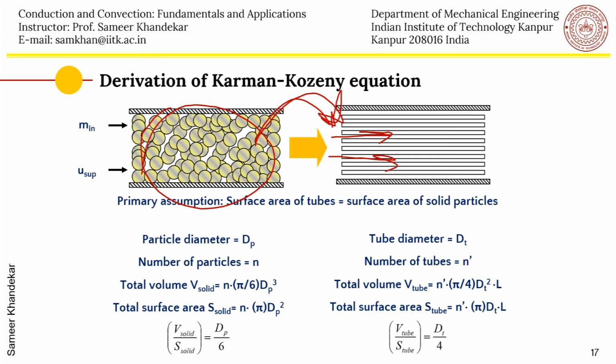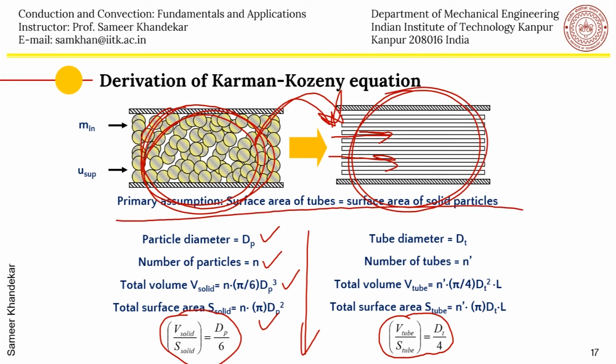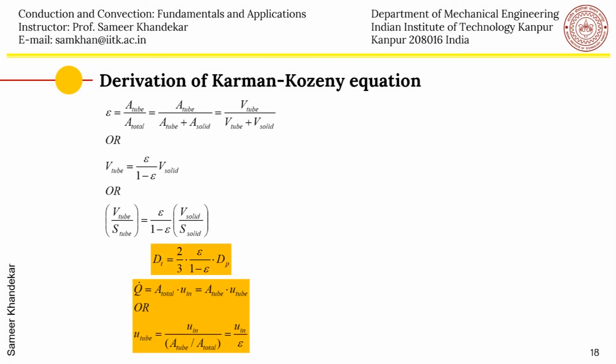So from this, equating these two, we will get the equivalent tubes. You can see here the volume of the tube and the volume of the solid are related to each other by the porosity, and therefore the equivalent diameter of the tube, which is an equivalent porous structure that gives the same pressure drop as the actual porous media, can be calculated and related to the particle diameter. From this, you also know the superficial velocity, because you know the total flow rate.